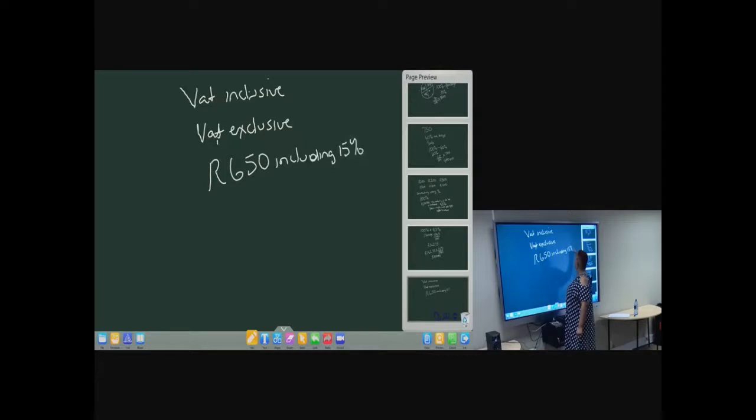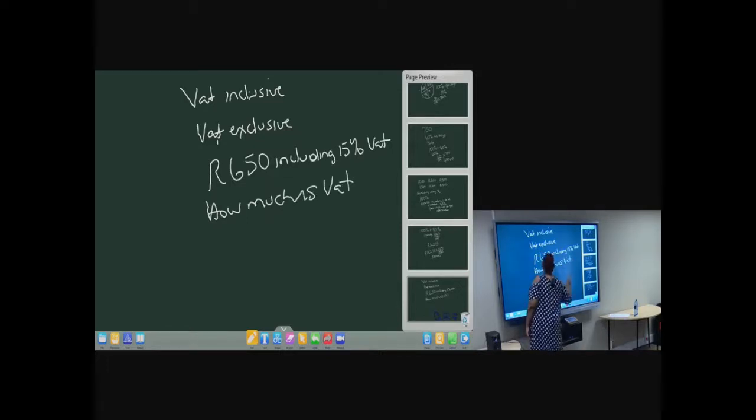15% VAT. One other important thing with Maths Lit is because it's dynamic, it's going with the times, and every time we use what is current. Because we know that that used to be 14%, but now it has been changed to 15%. Then, that is 650 including 15% VAT. The question they normally ask is, how much is VAT?